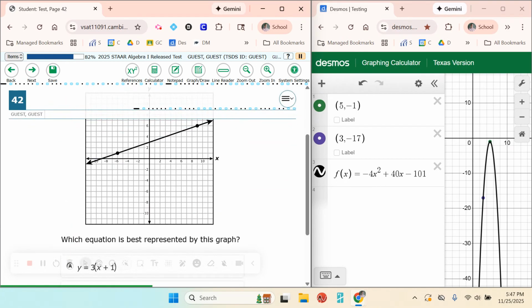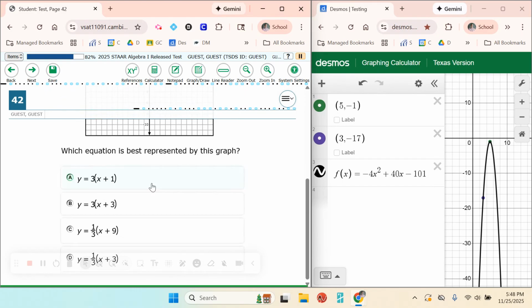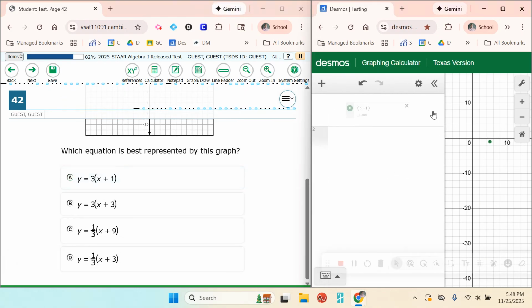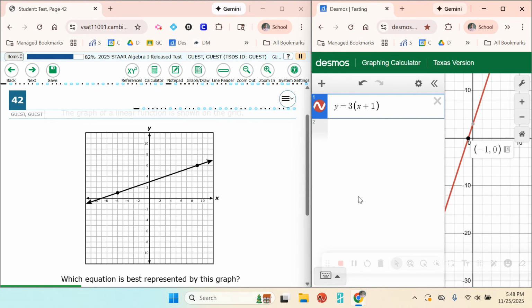Okay, question 42. Find the important points. I see on the x, we crossed at -9. I see on the y, we crossed at 3. That means one of those is going to do that. So I'm going to check this first one. Nope. Nowhere close. That crosses the x at -1. Again, I'm looking for the -9, so on to the next answer.